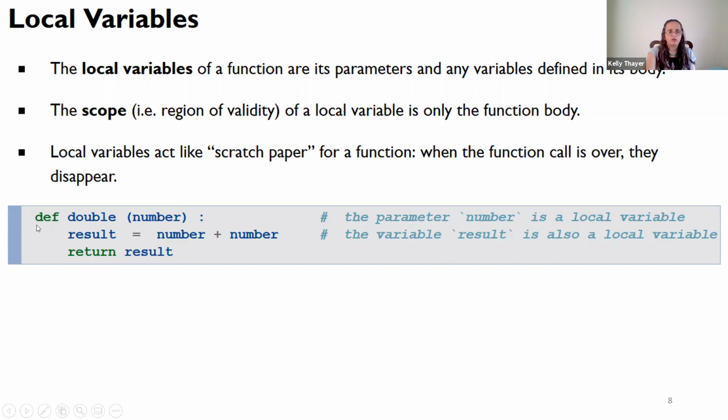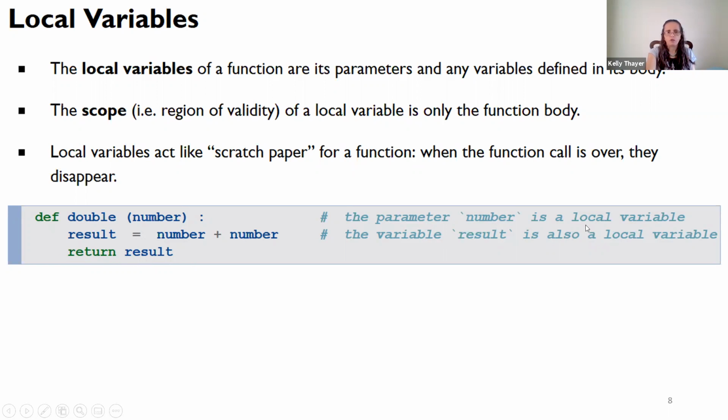So here's another short little function to take a look at. Here is def double. So this function is going to double a particular number. So this is our parameter. So number is a local variable. We also have result being a local variable, which is not a parameter. And that is going to do number plus number to, in fact, double the number. And then it will return the result. And that is how the answer is sent back out.